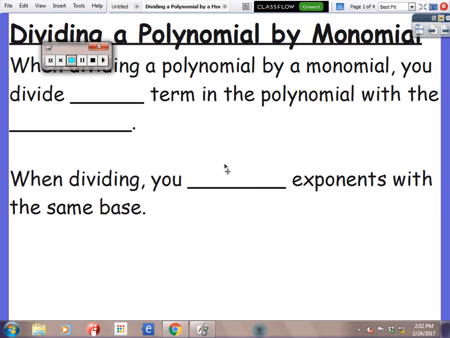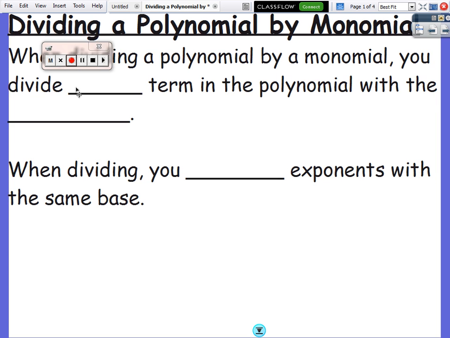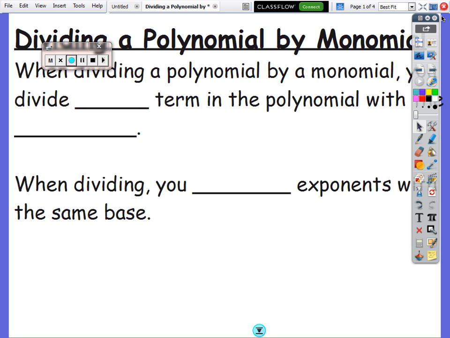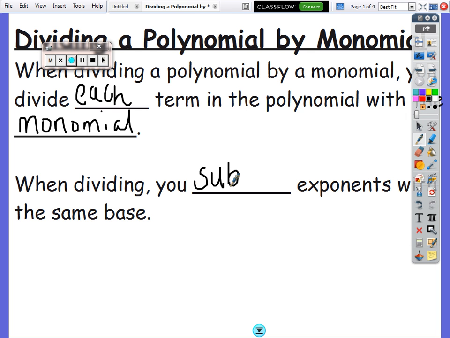Today I'm going to talk about how to divide a polynomial by a monomial. Polynomial means many and monomial means one term. So when you're dividing a polynomial by a monomial, you divide each term in the polynomial with the monomial. When dividing, you have to remember to subtract the exponents that have the same base.